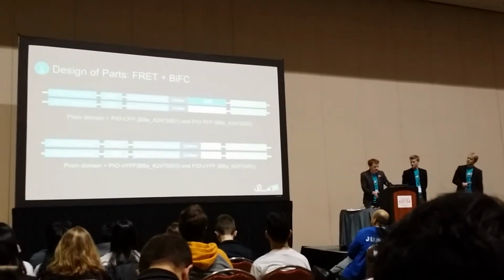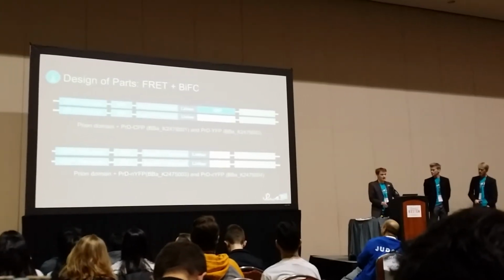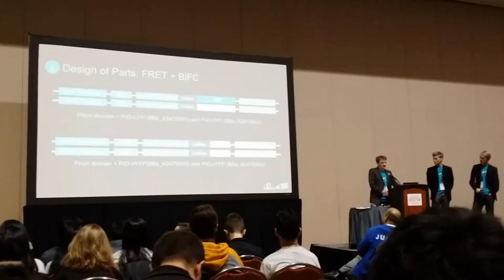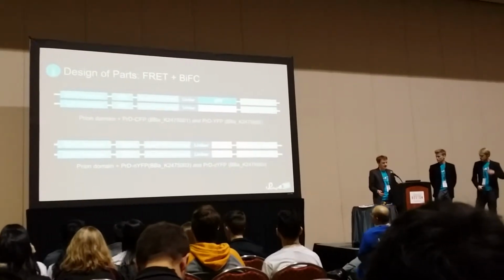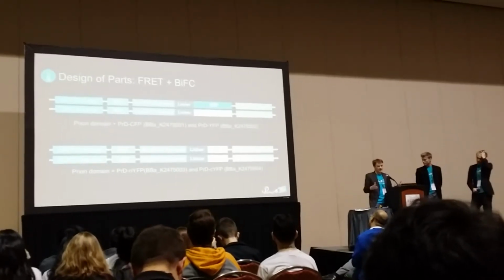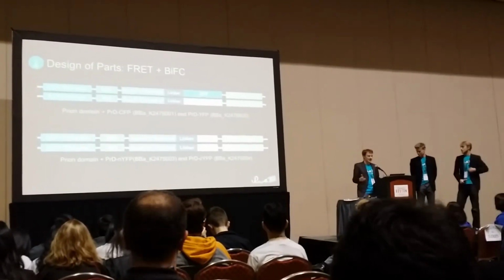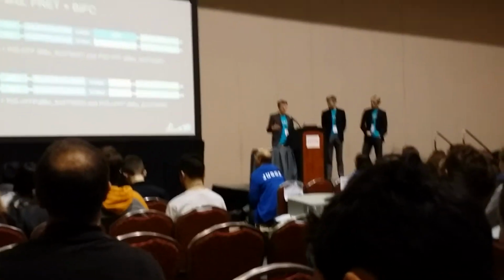All right, now that we've gone over the background of the project and what Math and Policy did, we're going to move on to the lab. So first off, how we design our parts. As Isaac previously mentioned, for our FRET experiments, we were using cyan fluorescent protein and yellow fluorescent protein. The reason why we chose these 2 is because you've got a pretty good interaction between them. It's relatively easy to measure compared to other fluorescent protein pairs.